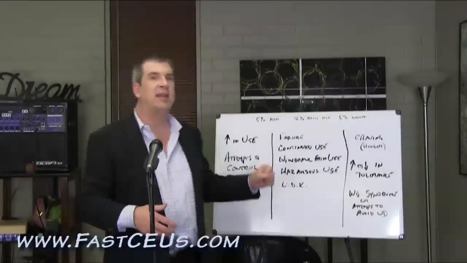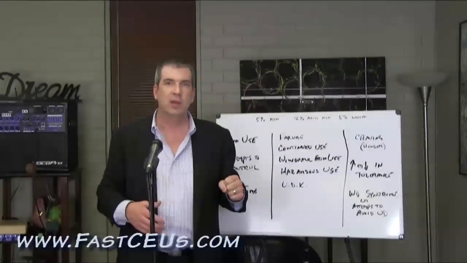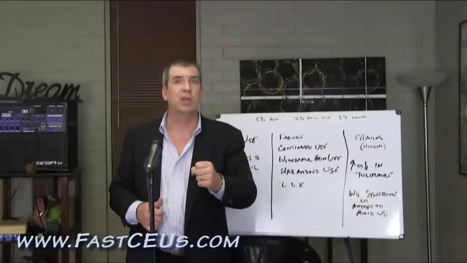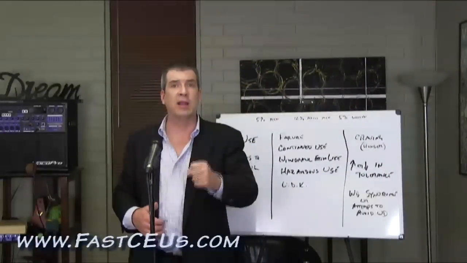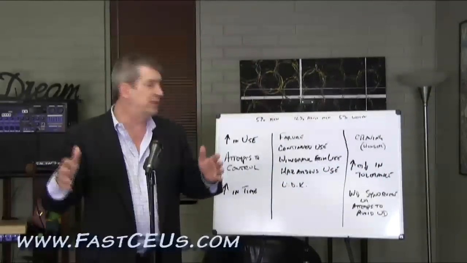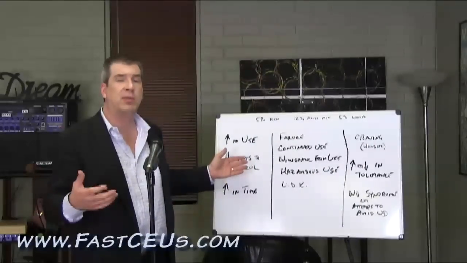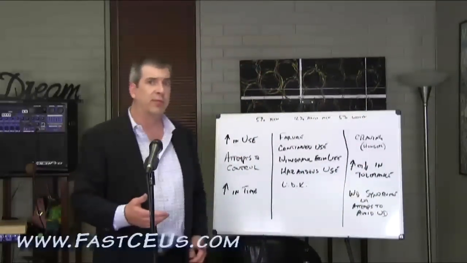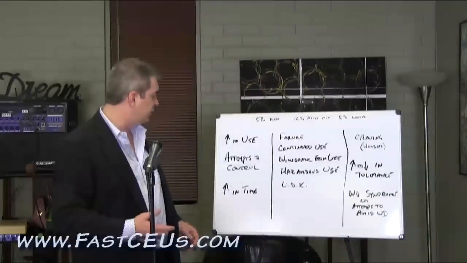In other words, is there an attempt to control the use? My grandfather was one who attempted to control his use. To prove that he wasn't an alcoholic, every single January he quit drinking for a month to prove that he wasn't an alcoholic. That is an attempt to control use. It's also an indicator of the potential for a substance use disorder.